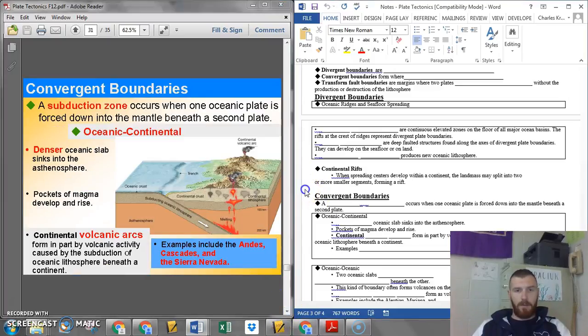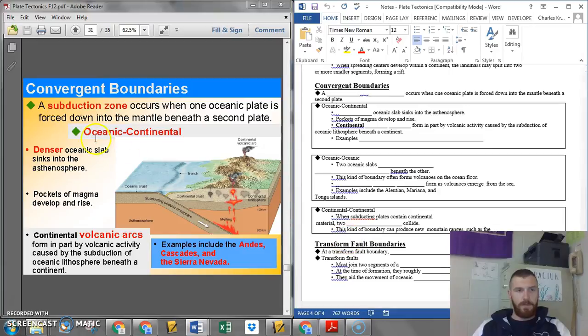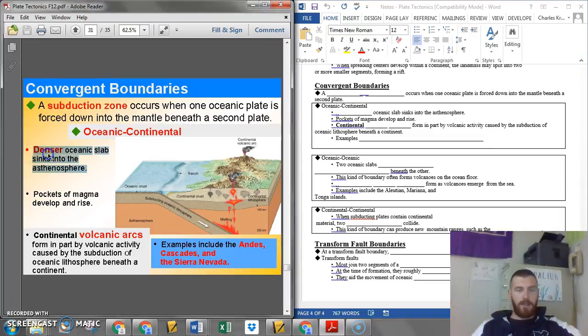So at a convergent boundary, a subduction zone occurs when an oceanic plate is forced down into the mantle beneath the second plate. So basically, it moves down underneath. Okay. The denser oceanic slab sinks into the asthenosphere because it's more dense. Pockets of magma develop and rise, and volcanic arcs are created. And this is between an oceanic and a continental converging plate boundary.